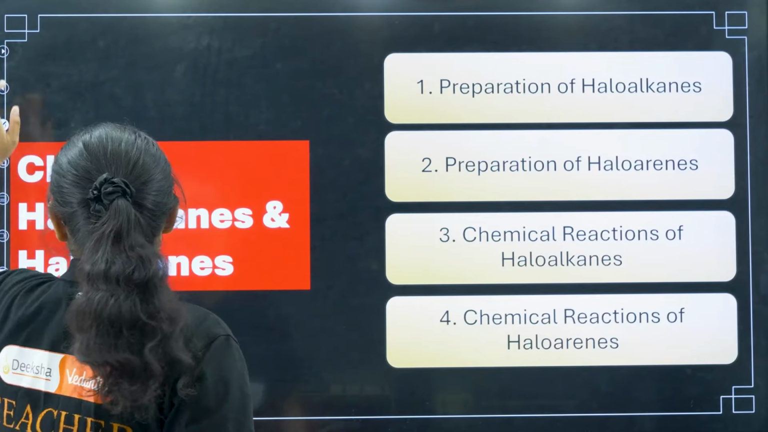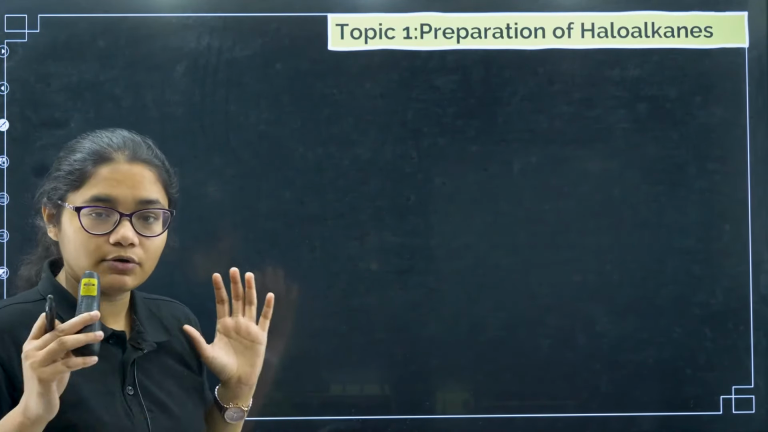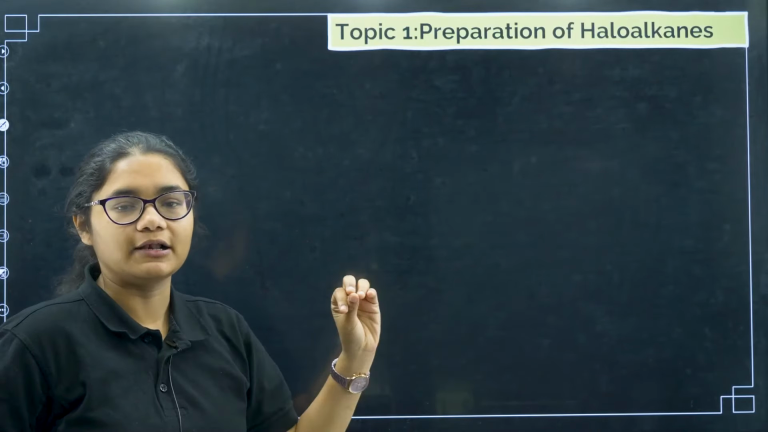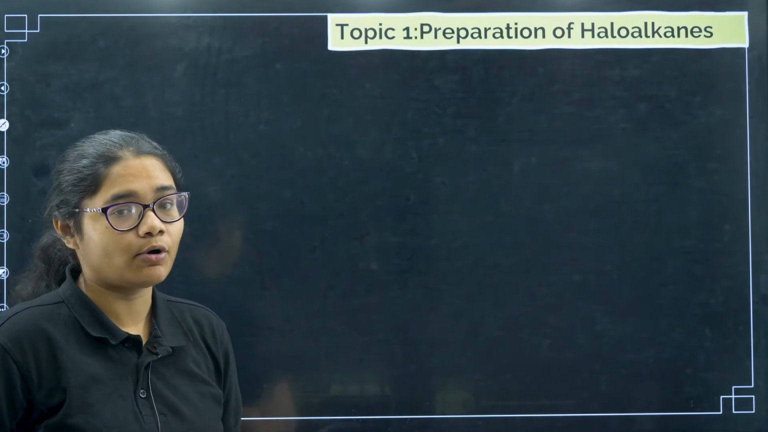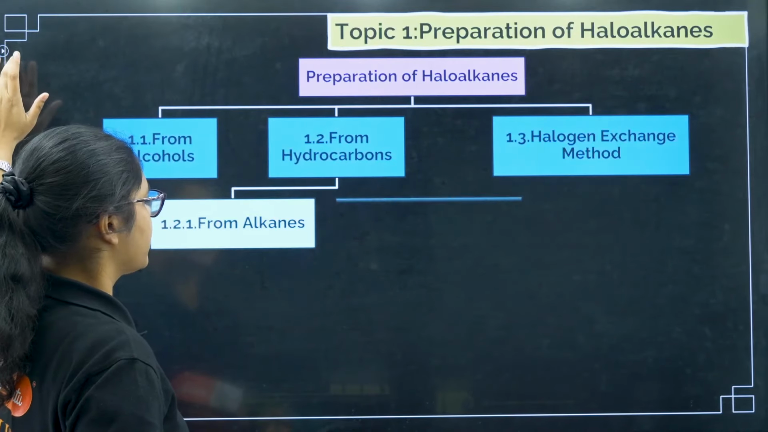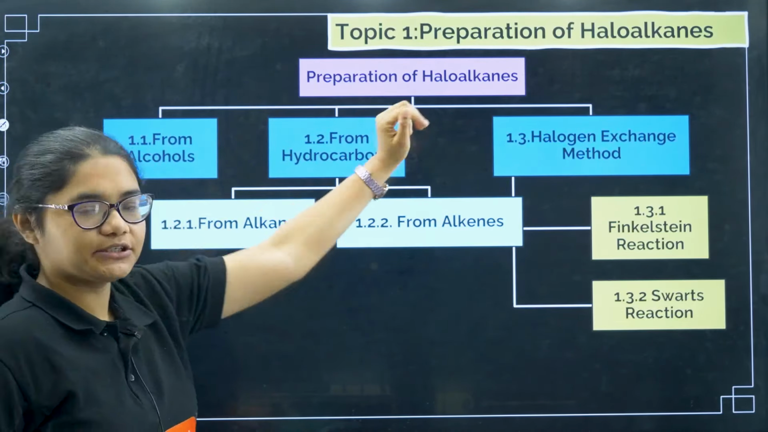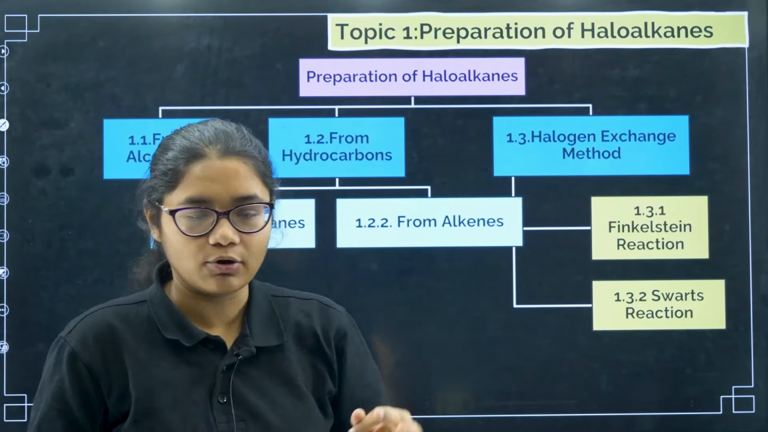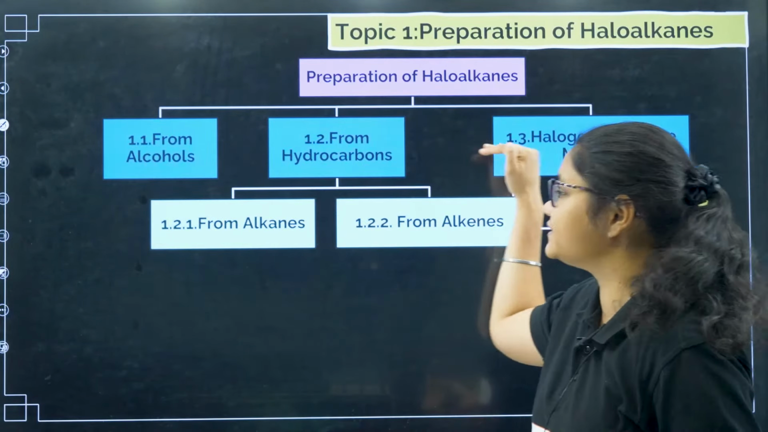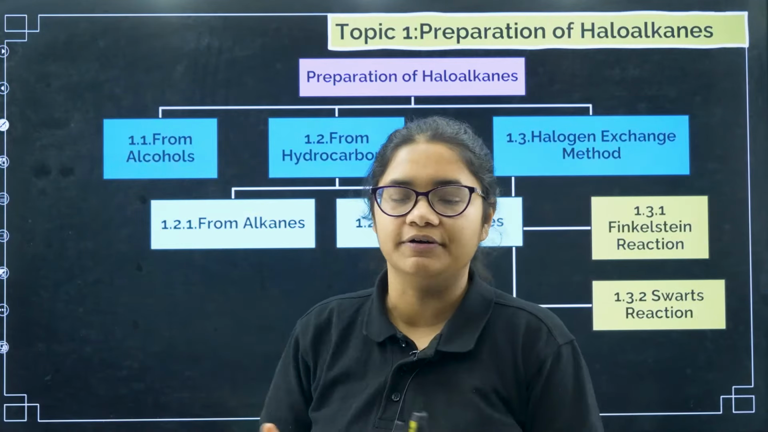Coming to the first thing, that is preparation of haloalkanes. I want all of you to draw whatever I'll be showing now. This is very, very important, and you should revise these things in this way only. For preparation of haloalkanes, you should always read horizontally. Have a clear idea horizontally, then go for vertically.